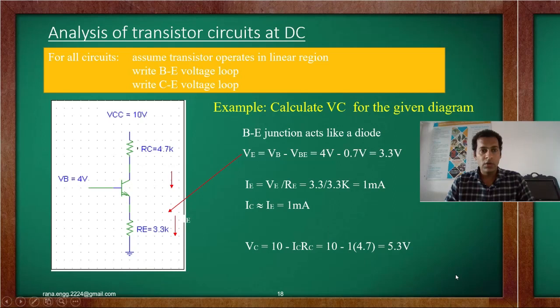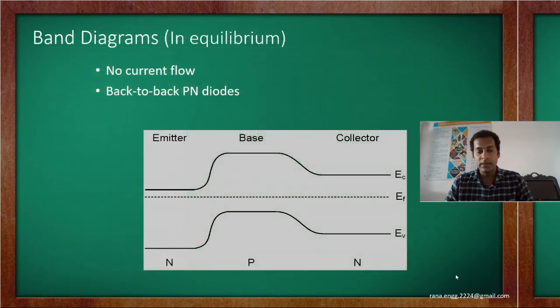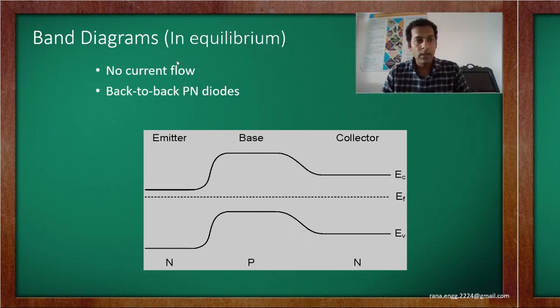So this was the DC analysis of the transistor. The load line we have discussed is the DC load line. Similarly, there will be an AC load line with small variation, that we will see in some later class. Now we will see the band diagrams.